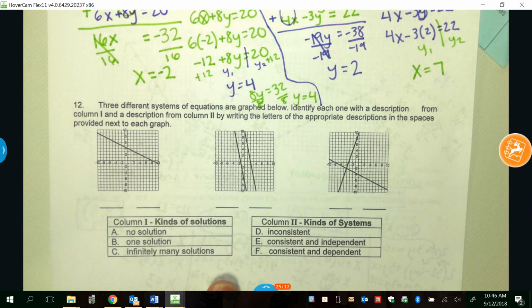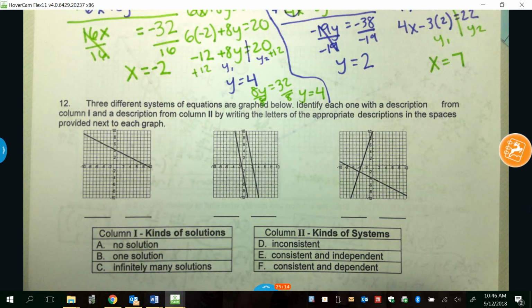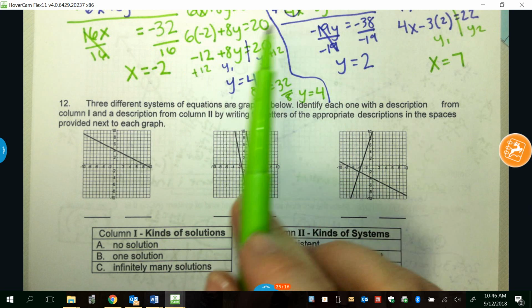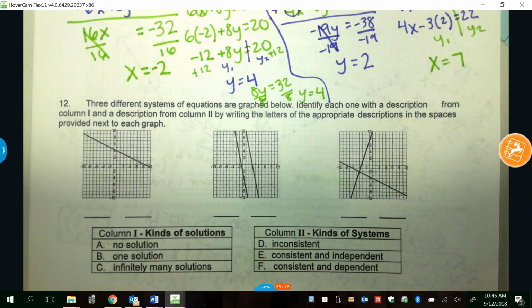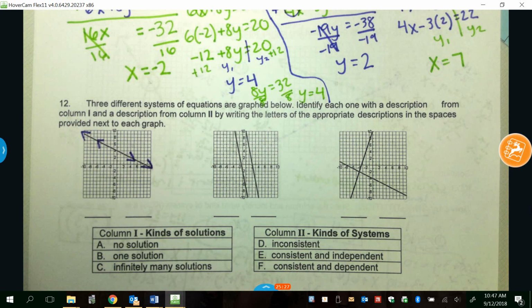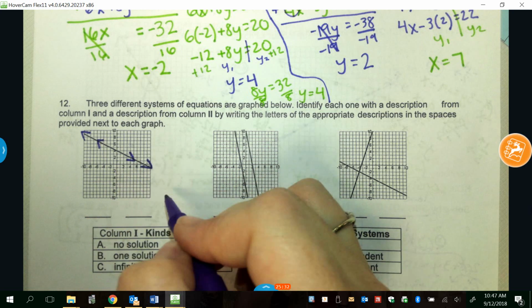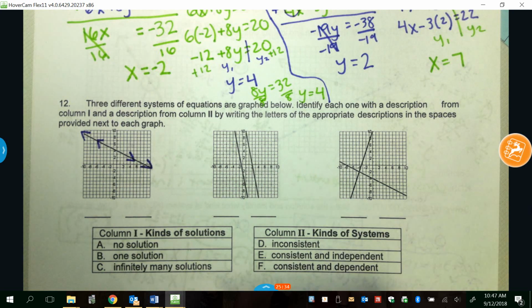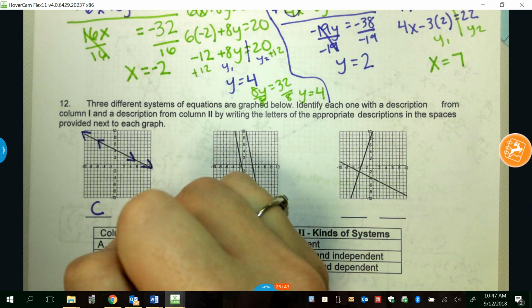All right. Now remember, both of those problems were consistent and independent, because there's one answer that stands alone. So this, when you only see one line, that means it's two lines right on top of each other, because we're talking about systems, and remember, systems means two lines. So when there's one line, that means the two are right on top of each other, which means C. It has infinitely many solutions. And anytime it's infinitely many solutions, it's consistent and dependent. So it's also F.